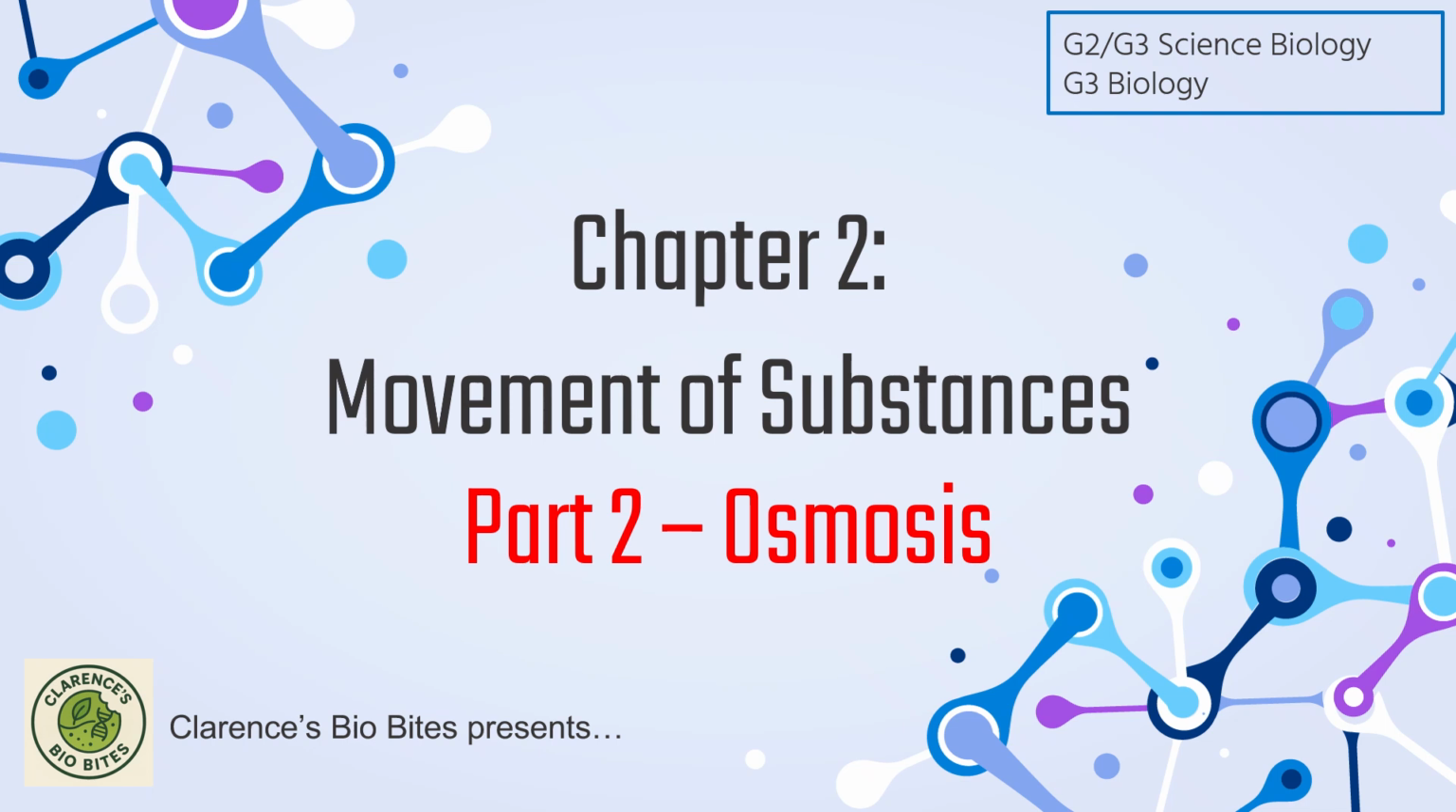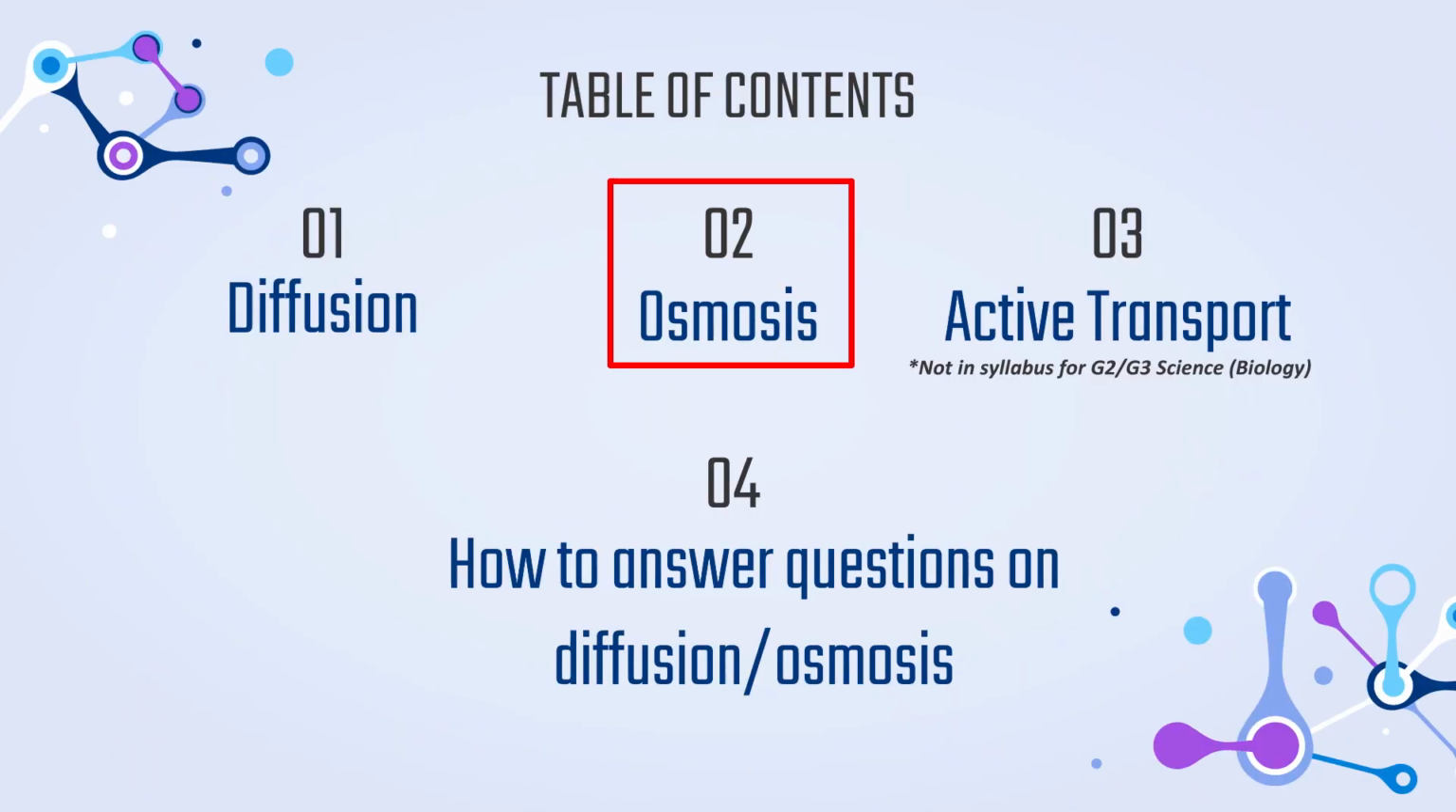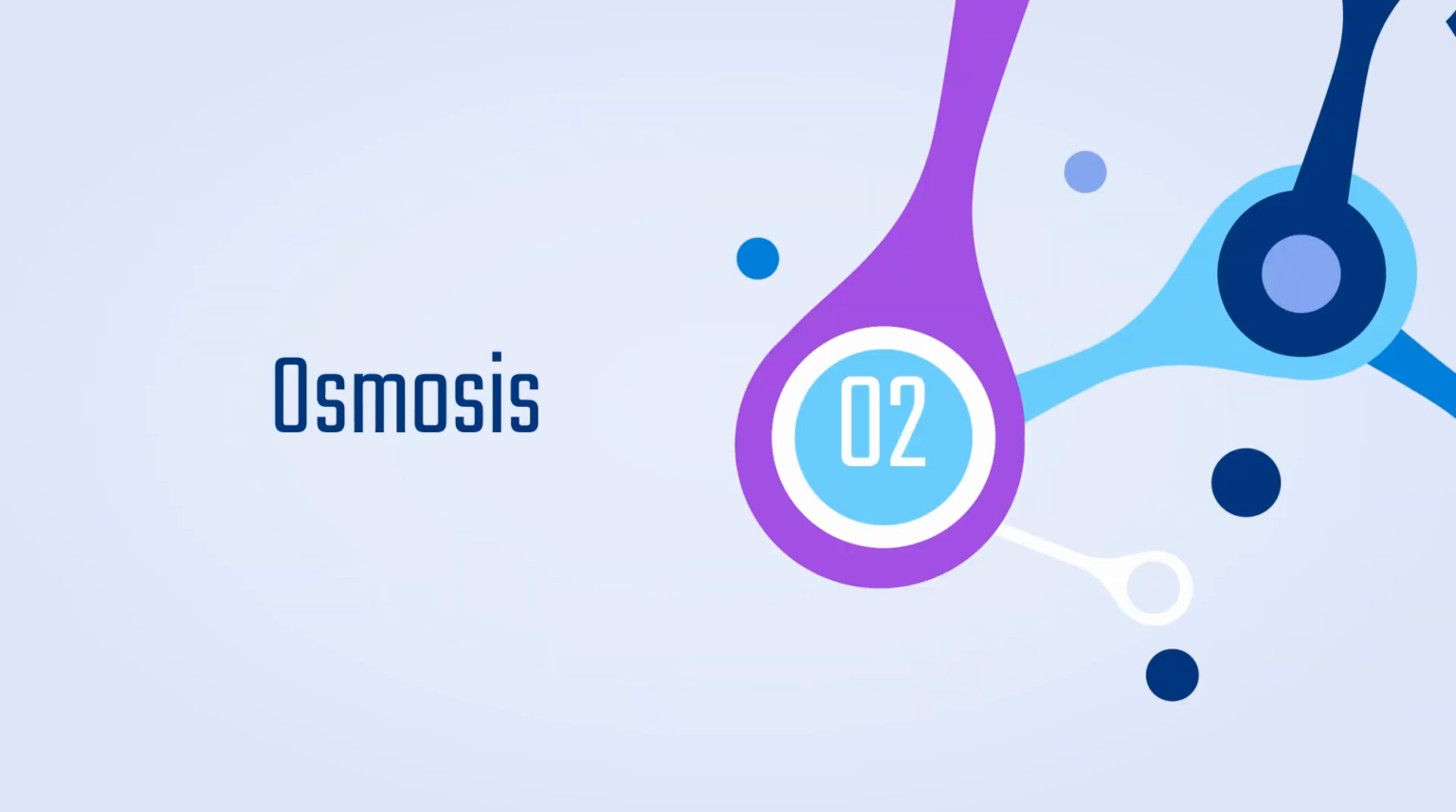Hi everyone, welcome back. So this is part 2 from chapter 2 of movement of substances. And for today, we are going to talk about osmosis. In my previous video, I already mentioned that I have split this chapter into 4 parts. And for this video, we are just going to talk about osmosis and the effects on plant cells and animal cells. Okay, so let's begin.